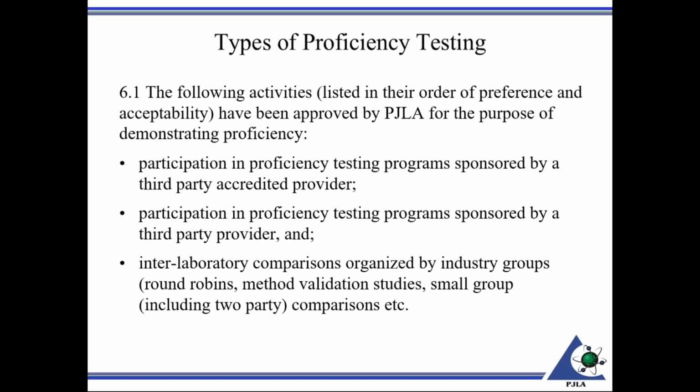The following activities, listed in their order of preference and acceptability, have been approved by PJLA for the purpose of demonstrating proficiency. First of all, participating in a proficiency testing program sponsored by a third-party accredited provider. That's top of the pecking order there. Going down the list, participating in a proficiency testing program sponsored by a third-party provider, where you don't have the accredited provider listed. Interlab comparison, very popular amongst PJLA labs that I personally assess, is an appropriate means of proficiency testing. Then interlaboratory comparisons organized by industry groups, perhaps round robins, method or method validation studies, small groups, and at the bare bones minimum, two-party comparisons, etc.